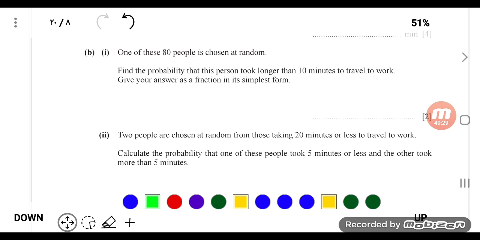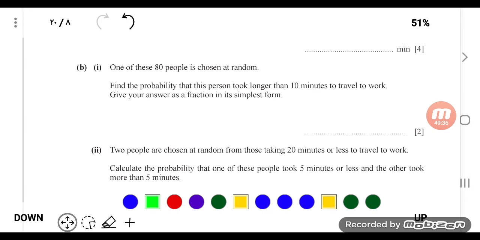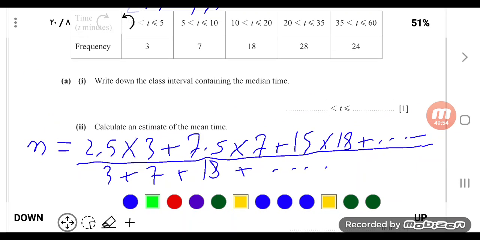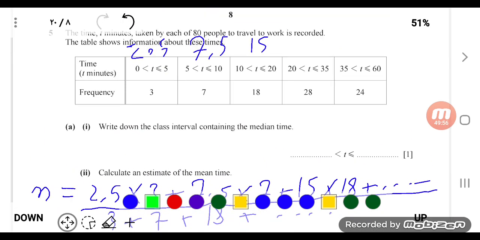Question now b(i). One of these 80 people is chosen at random. Find the probability that this person took longer than 10 minutes to travel to work. Give your answer as a fraction. Okay. Find the probability that this person took longer than 10. Let's go to the table and see how many took longer than 10.